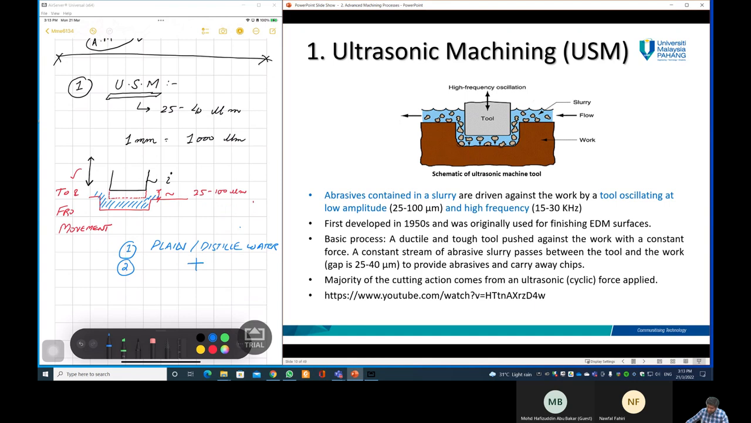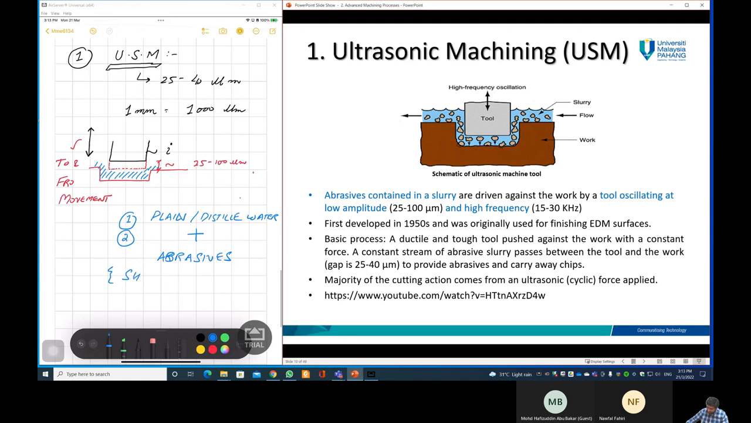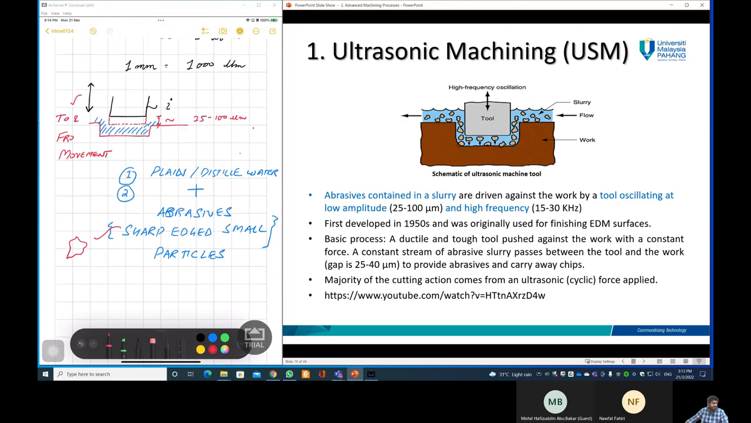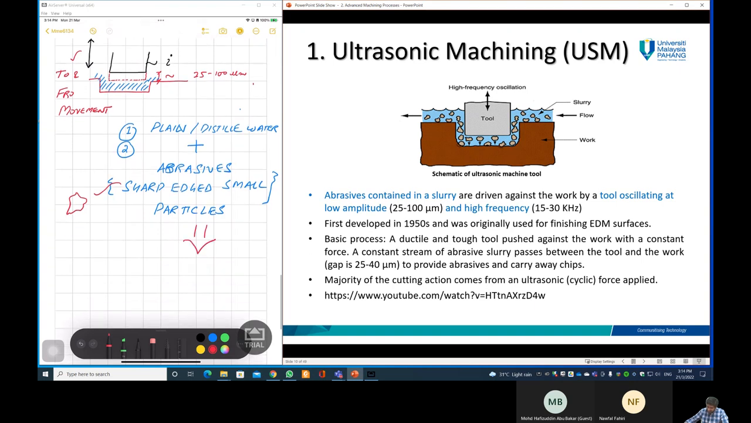But if I add some abrasives to plain or distilled water, what are abrasives? Sharp-edged, small particles. So abrasives are sharp-edged abrasive particles. If I add water, plain oil, ethanol, or glycerol with abrasive particles, then it becomes a mixture called slurry.